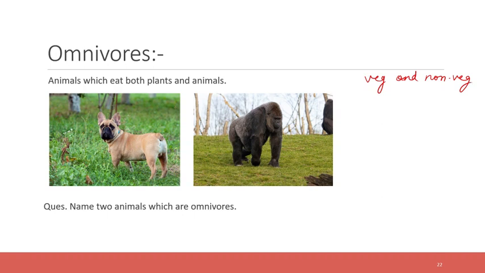Some of the examples of omnivores are chimpanzee, dog. These animals eat both plants and other animals as their food. So, omnivores can be defined as animals which eat both plants and animals. Okay, now you have to name two animals which fall under the category of omnivores.